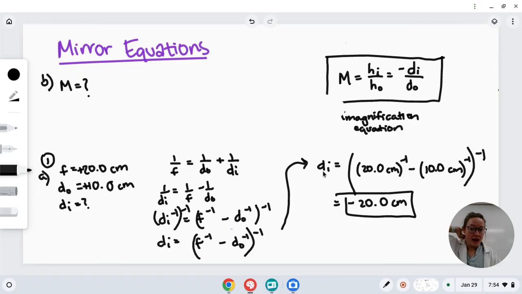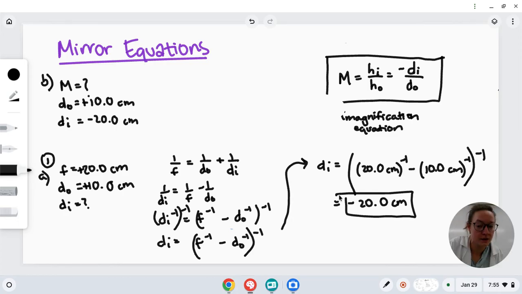I know that do is equal to positive 10.0 centimeters. I also know that di is equal to negative 20.0 centimeters. Now, you know that in my class, I say that if you can avoid it, you should never use the answer to a previous question to do the next question. However, in this case, there is really no way to avoid it. There's no way to do it differently. So we can use our negative 20 centimeters here.